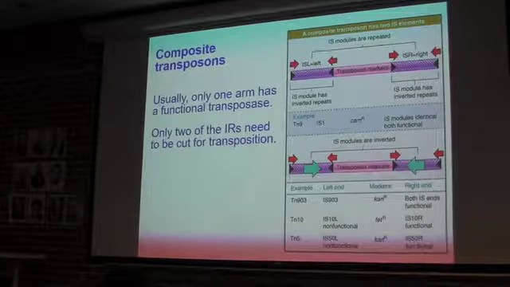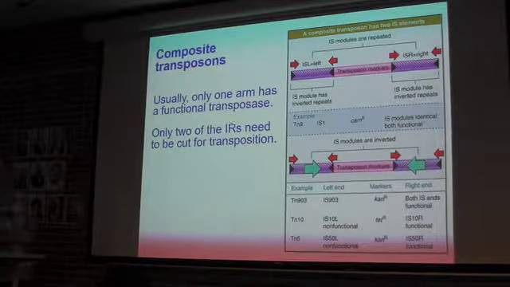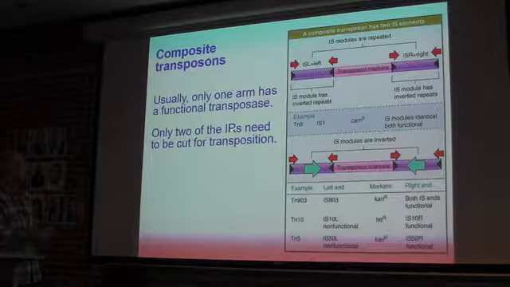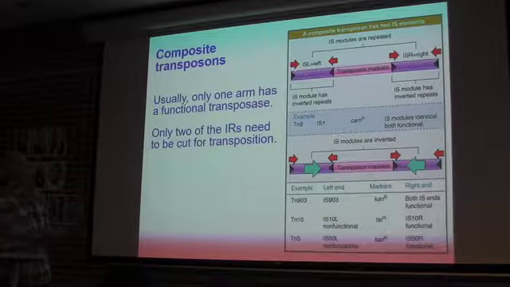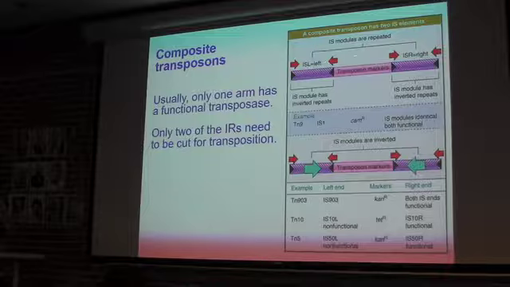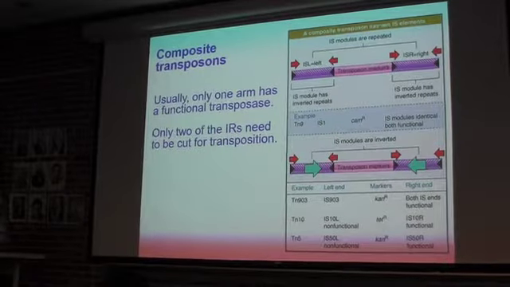The only two, what's an IR? Inverted repeats. The only two IRs are needed. There are four here designated by the red arrow. You need the outside ones only in order to transfer as a unit. In fact, you don't want the inside ones to be active.